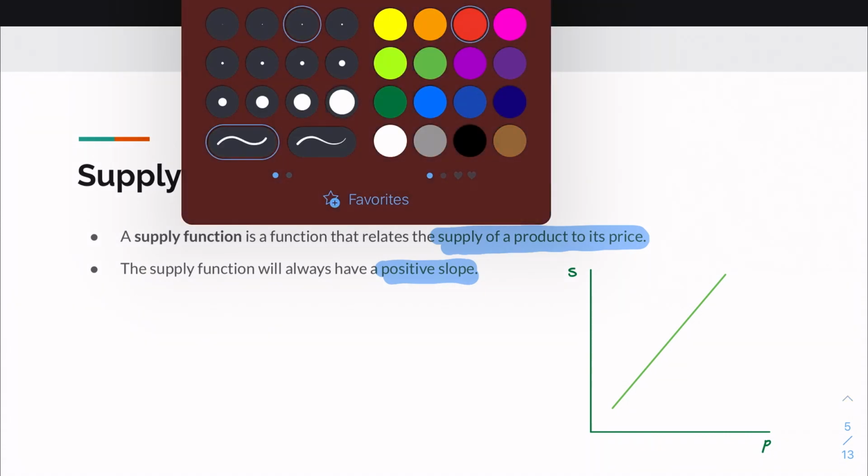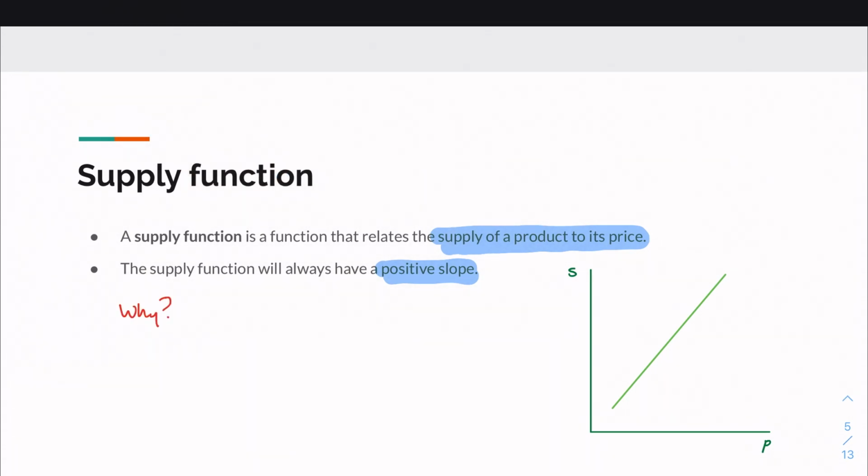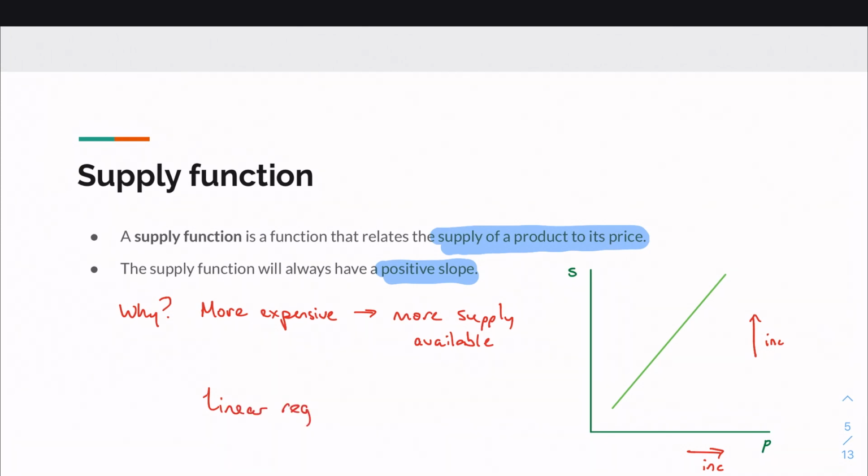Again, why is that? Well, we just said, as price increases, so something becomes more expensive, we have more supply available because fewer people are buying it. So you can already start to see this connection. Price increases, which means the supply does too. We don't really focus in this class on deriving or calculating a supply function, but it would work very much the same way as calculating a demand function would be. We would be able to use linear regression in order to do this.